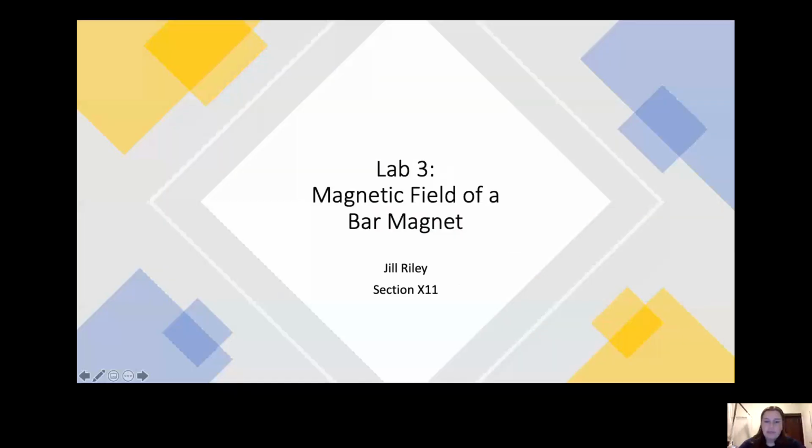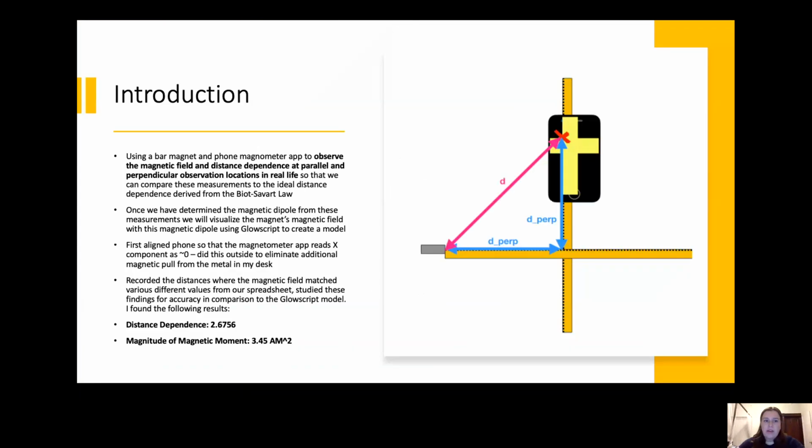Hi everyone, I'm Jill Riley and this is my lab 3, magnetic field of a bar magnet. In this lab we used a bar magnet and a phone magnetometer app to observe the magnetic field and distance dependence at parallel and perpendicular observation locations.